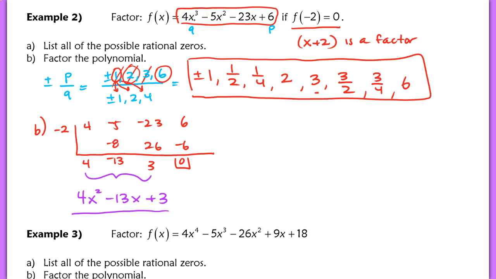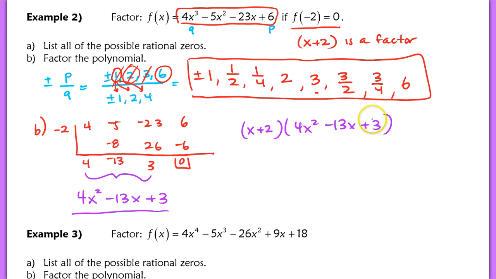So in other words, I now have one factor of x plus 2, and then I have this quadratic polynomial left over, 4x squared minus 13x plus 3. Now my goal next should be to continue to factor this. I don't need to use the factor theorem though, because now I've made this into a really easy problem for myself. This is now just a quadratic that I can factor, and in this case I can split the middle term.